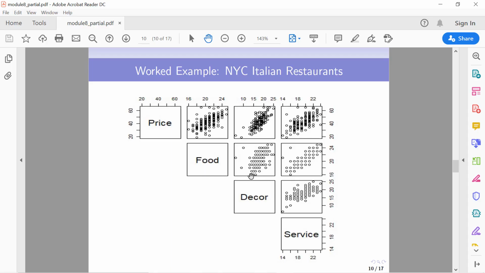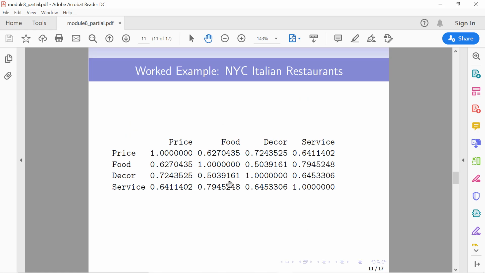Between some of the predictors, like food and service, there seems to be pretty decent correlation. Food and decor maybe a little bit less, and decor and service a fairly strong relationship. If you want to take a look at the correlation matrix, we just mentioned all of these. Price is correlated with all the quantitative predictors. Food looks to be more highly correlated with service, and food and decor a little bit less.